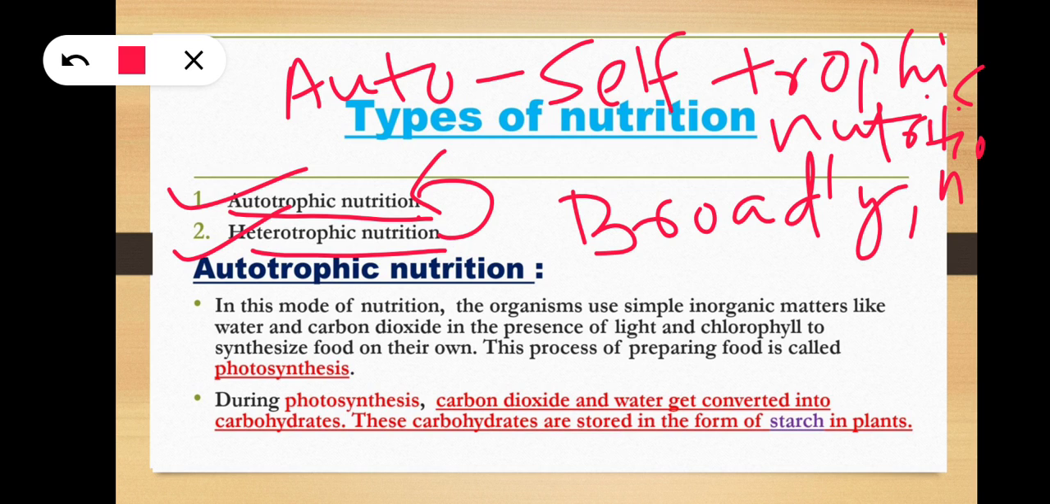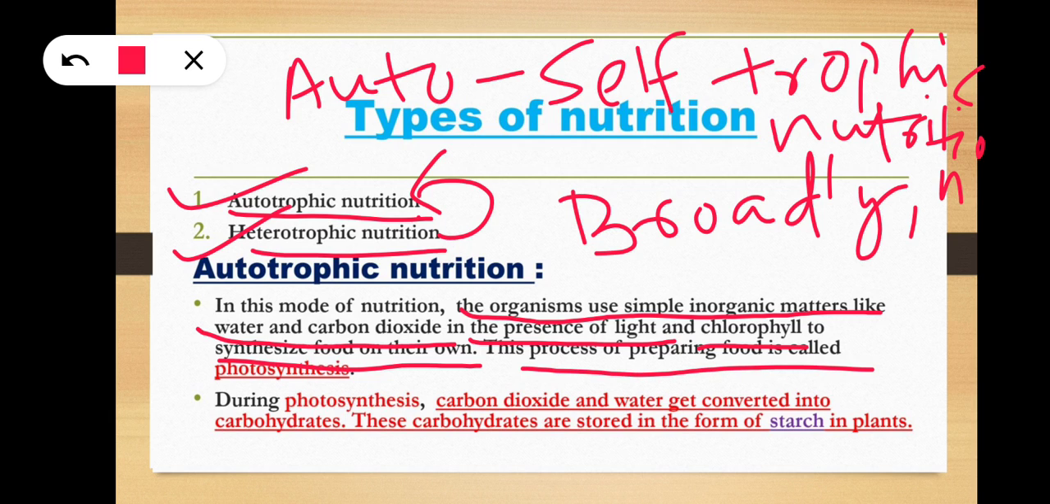So what happens actually in autotrophic nutrition? In this mode of nutrition, the organisms use simple inorganic matters like water and carbon dioxide in the presence of sunlight and chlorophyll to synthesize their own food. This process of preparing food is called photosynthesis.